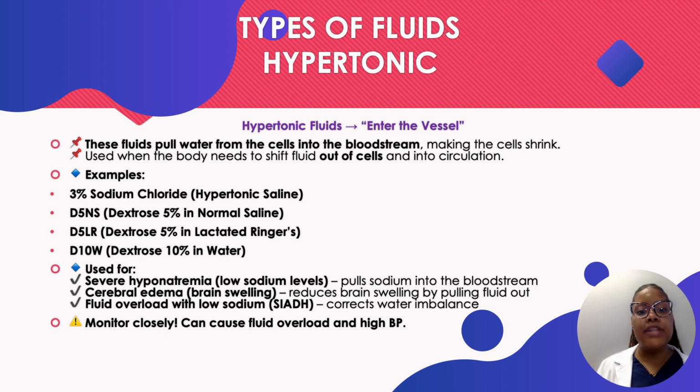Examples are 3% sodium chloride. You can also have hypertonic solutions such as D5 normal saline, D5LR, and D10W. These are used for patients who have severe hyponatremia, because they pull sodium into the bloodstream. So if a patient has low sodium levels, they can use a hypertonic solution.